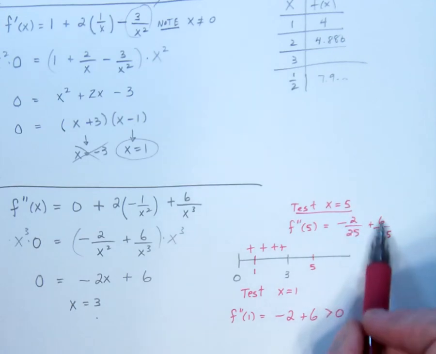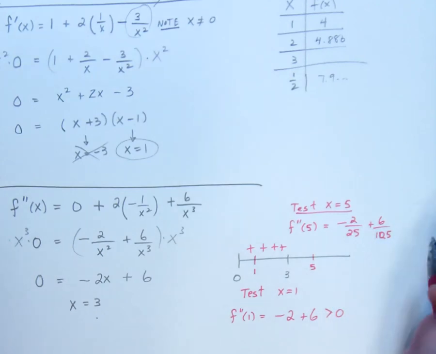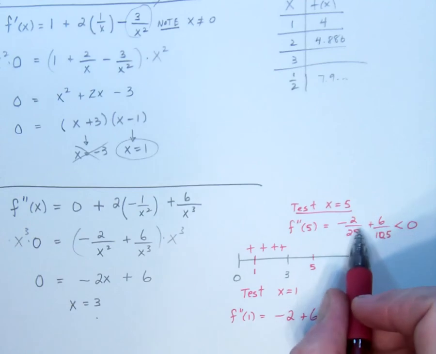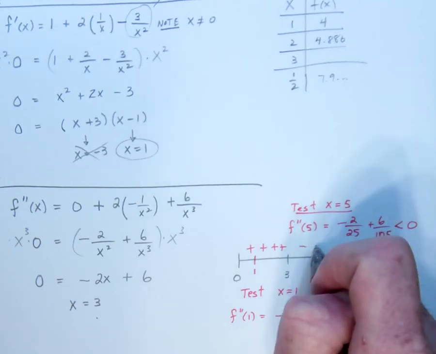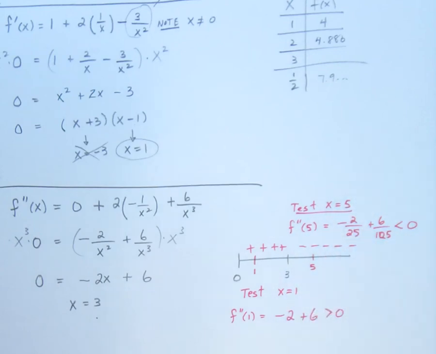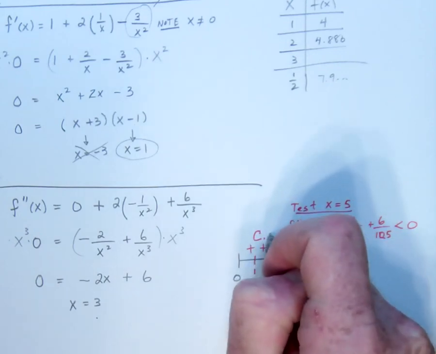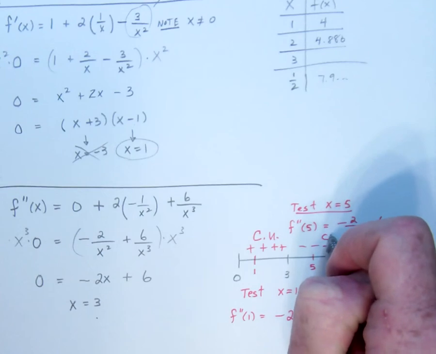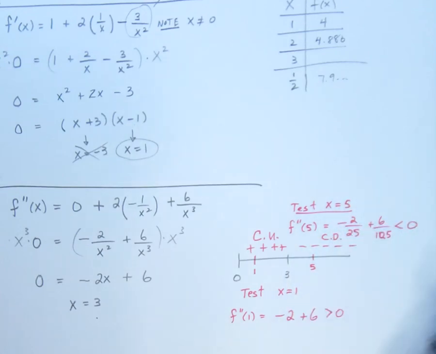So when you put this together, it equals whatever, but it's going to be a negative. Type it in the calculator and see. This will be some negative small decimal. So that means this part is negative. So this is where it's concave up, and this is where it's concave down. And at x equals 3 is where it changes.